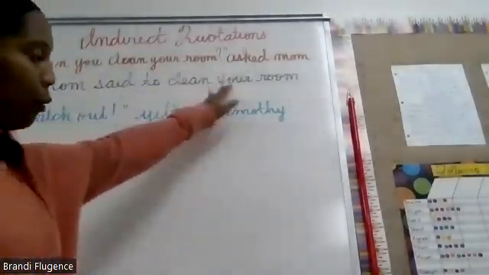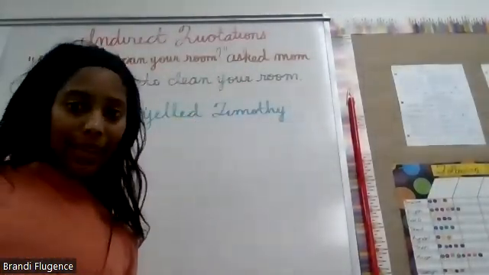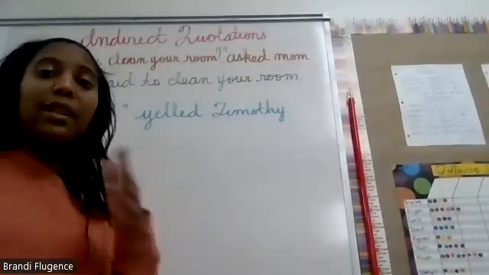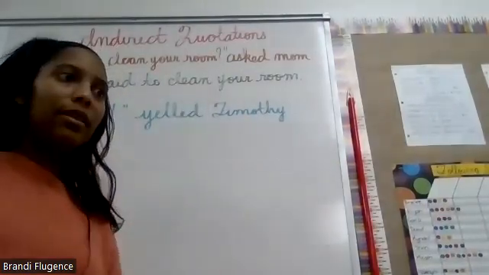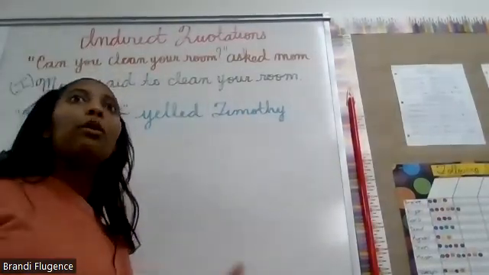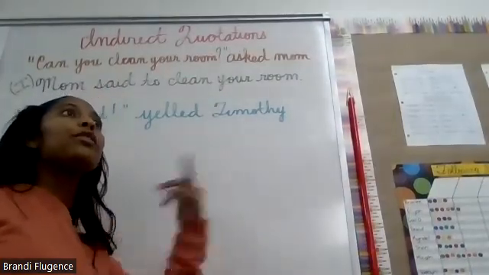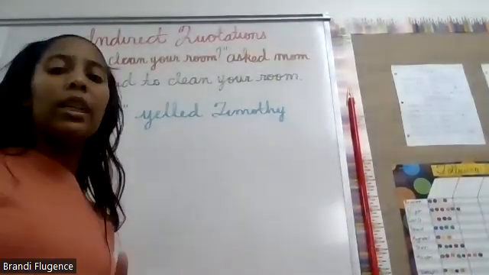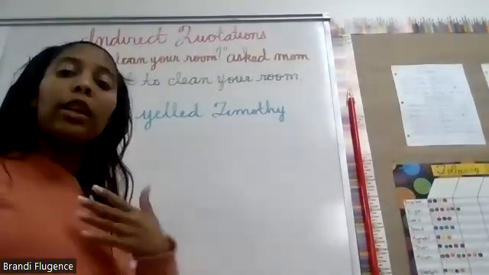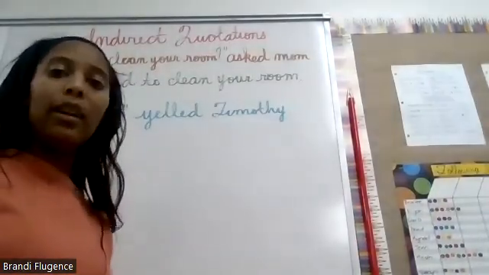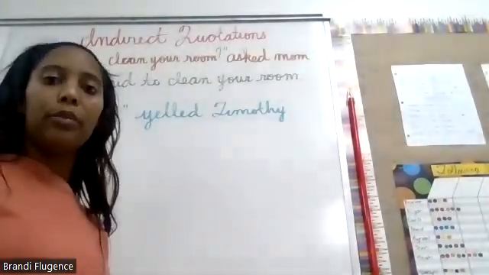So Mom said to clean your room. That's not a direct quotation. That is indirect because I'm repeating what was said. Do you understand? So when you're repeating what the person is saying, like you're saying what they said, it's called indirect. No one's talking to anyone. I'm just repeating what was said. Mom said to clean your room.